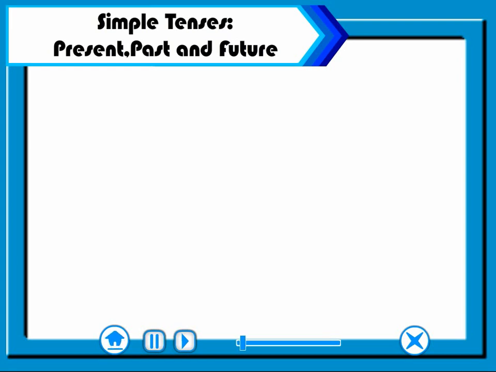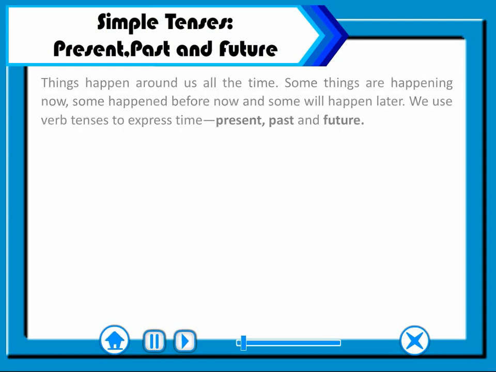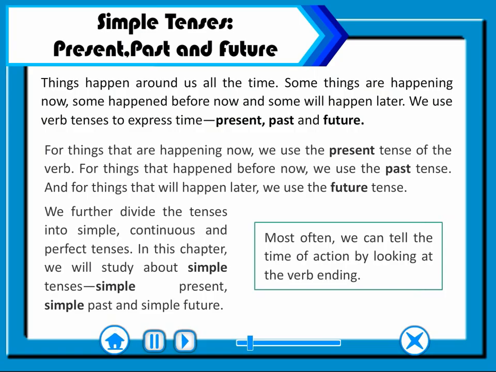Simple tenses: present, past and future. Things happen around us all the time. Some things are happening now, some happened before now, and some will happen later. We use verb tenses to express time: present, past and future. Most often we can tell the time of action by looking at the verb ending.